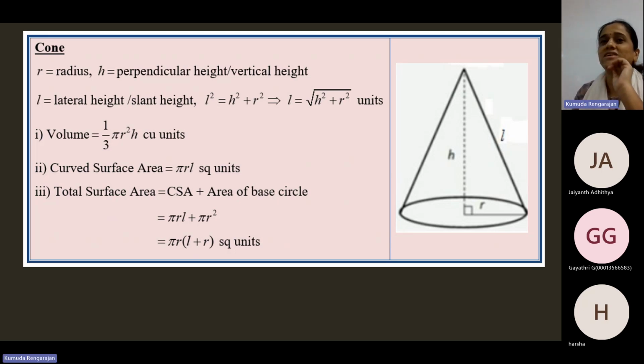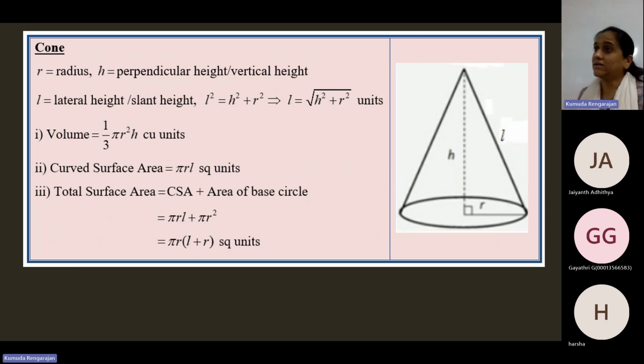The curved surface area is given by the formula pi RL. Pi RL, like A, B, C, pi RL. Pi is 22 by 7 or 3.14. Okay, R and L. Pi into R into L. Pi into radius into slant height will give you the curved surface area of the cone.